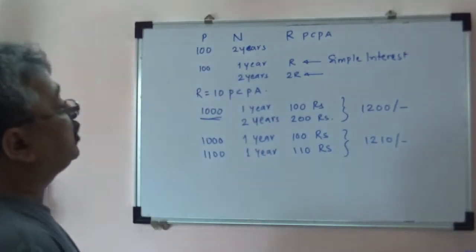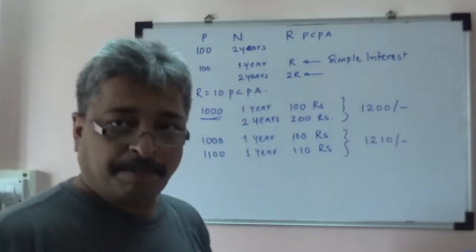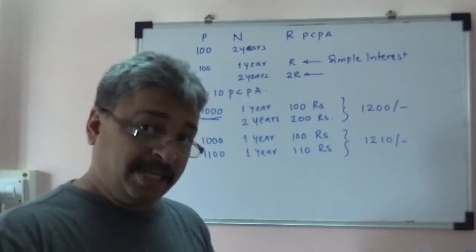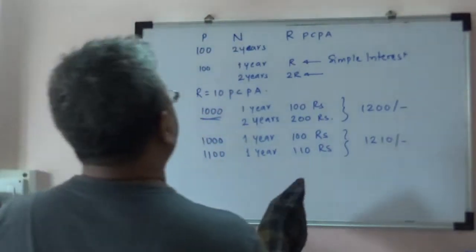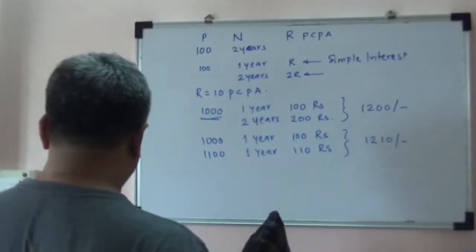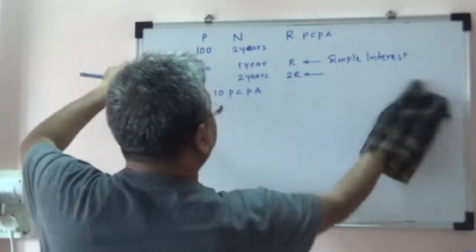Now, this was a numerical case. Let us find out what happens if we keep principal P for n years at R PCPA. How much will I get after n years? That is what is supposed to be the formula for compound interest. So let us look at that situation.